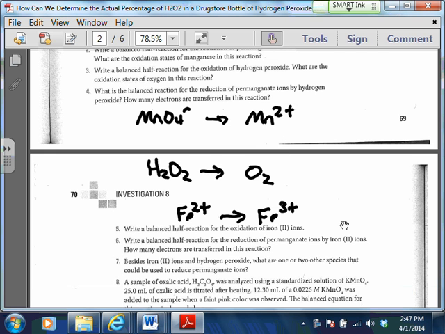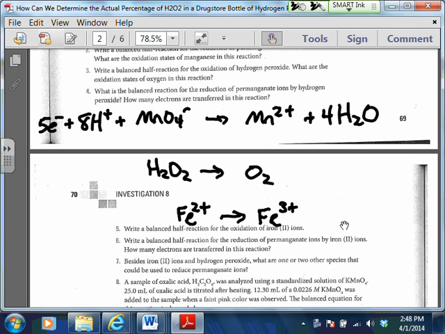So looking at this first one here, I've got to do this fairly quickly. On the first one, we've got 4 oxygens on the left side, so we need to add 4 water molecules over to the right side. Now we've got 8 hydrogens on the right, so we have to add 8 H pluses over to this side. That gives us a total 7 plus charge on the left and a 2 plus charge on the right, so we need 5 electrons to balance out the charge.